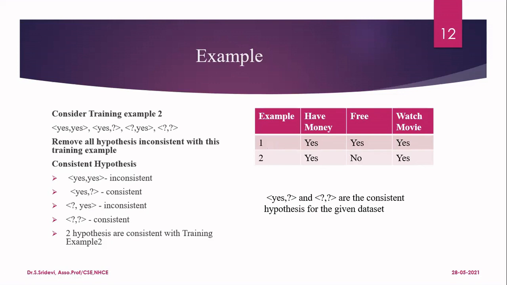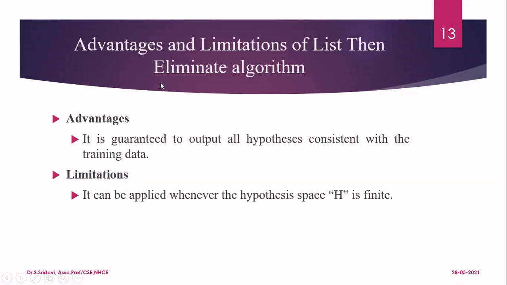We want some efficient method which will classify everything correctly with fewer iterations. So we need some efficient algorithm. That is the next solution, the candidate elimination algorithm. Now let us finally summarize the points of this list then eliminate algorithm, the advantages and disadvantages of the list then eliminate algorithm.